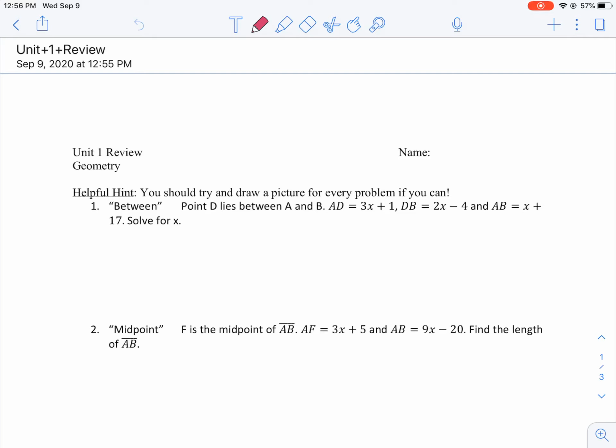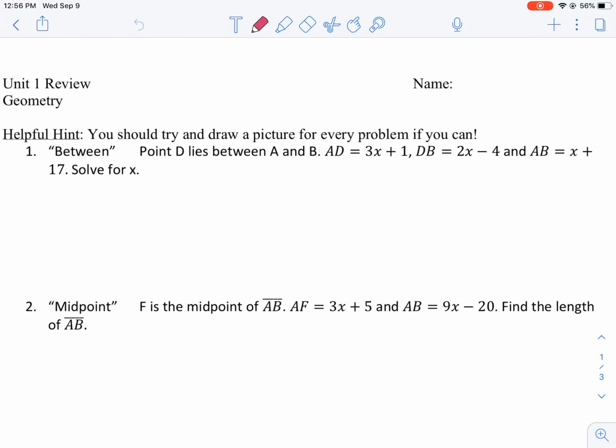So I say helpful hint, you should draw a picture for every problem if you can. Super important in geometry, all right? So we're going to be talking about some specific words that you should be looking for in the problems. And those words are going to tell you how you should solve the problem. So the first word is the word between. If you see the word between, like right here, it says point D lies between A and B, okay?